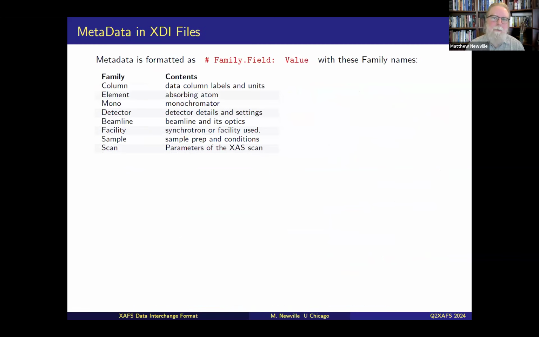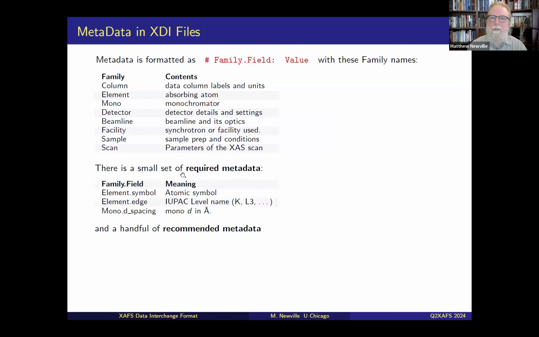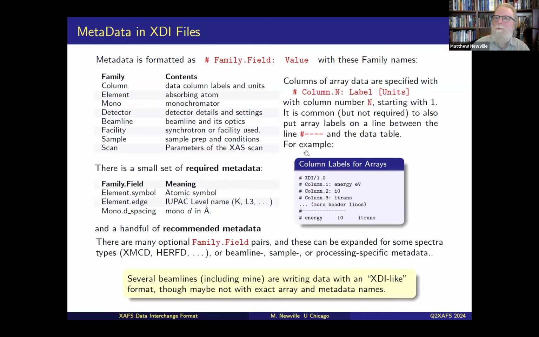The metadata, we also discussed quite a bit at length. So there's families and what they represent, and then fields inside of them, element symbol and element edge and mono d-spacing. And at the time, it was thought that these were really the required metadata and that everything else is sort of recommended. We have column labels like this. You can also put them in the line of the header, but in fact, it's good to have both and be able to parse them more easily in both ways.